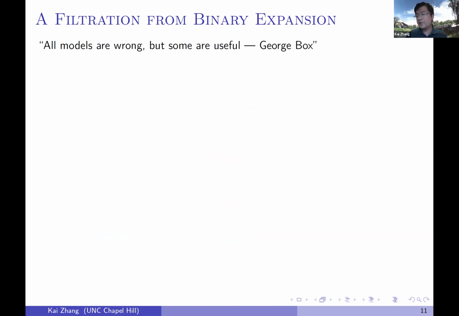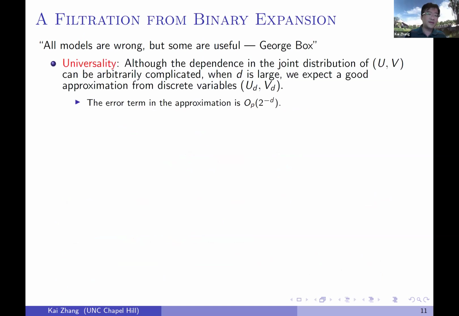The idea is that when we write down UD and VD, we know upfront we're working with the wrong model, right? UD, VD is not UV. So clearly we're working with the wrong model. But it turns out this wrong model can be quite useful in many ways. The first thing it brings out is universality. That is, although the relationship between U and V can be arbitrarily complicated, as long as my D is large, we can always expect a good approximation from UD and VD. The approximation error is exponentially small.